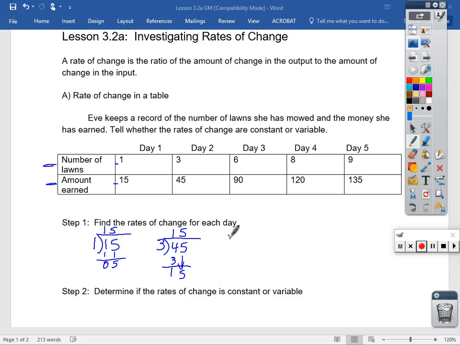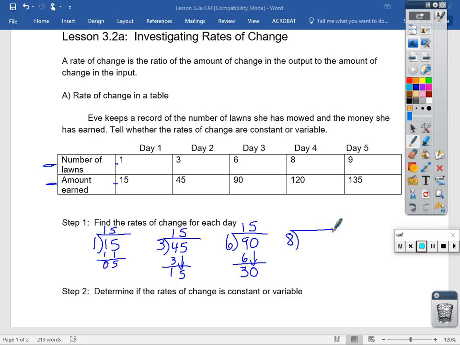Day 3. She mowed 6 lawns for $90. 6 goes into 9 once. 9 minus 6 is 3. I'm going to bring down my 0. 6 goes into 30 five times. I'm seeing a pattern here. I hope you guys are too.